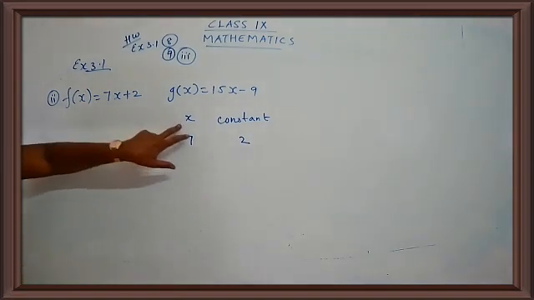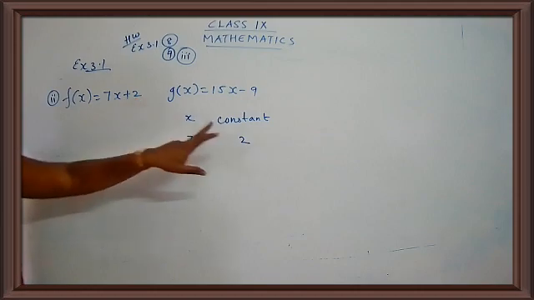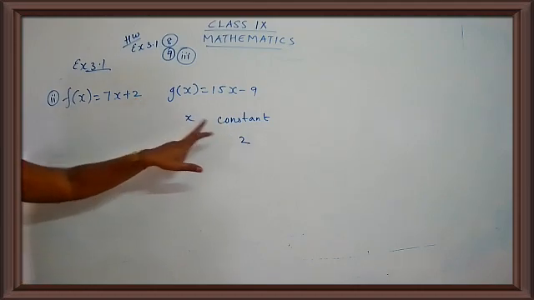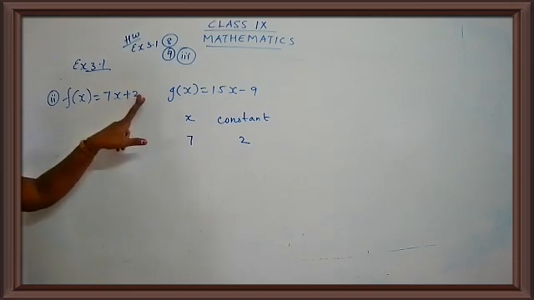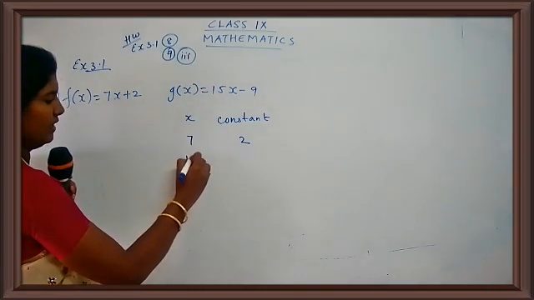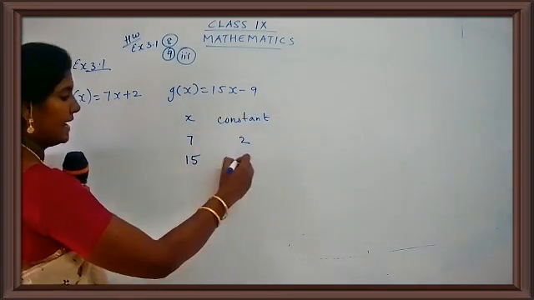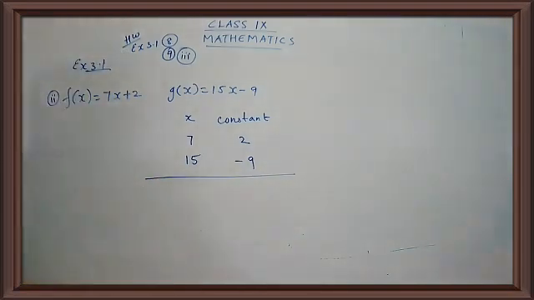Are you clear how to write the heading? X term is present. And what is present here? Constant is present. So x, constant. What is the coefficient for x? 7. What is the constant term? 2. Okay, done. Now let's go for g of x. What is the coefficient for x? 15. What is the constant term? Minus 9. Okay, so now we are going to multiply this. Let's see how to multiply this.